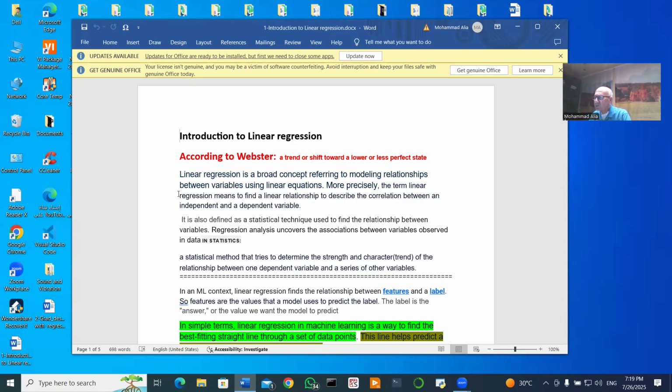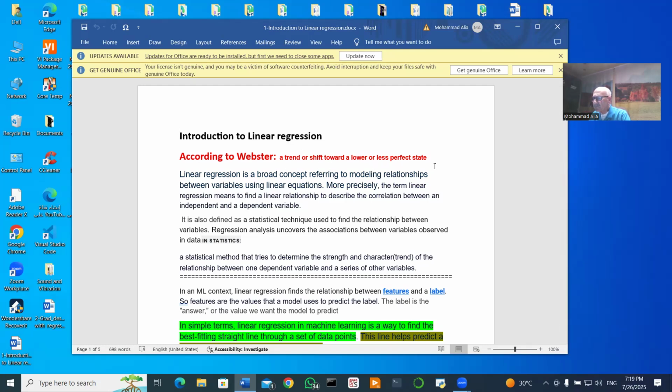At first, I wanted to pay your attention to the definition of regression according to Webster Dictionary. There it is written, regression is a trend or shift towards a lower or less perfect state.